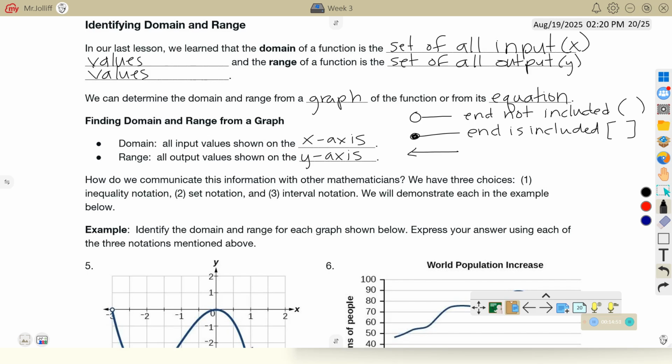If I see an arrow, what is that arrow telling me? It's still going. Yeah, it goes all the way off the graph and it keeps going. It goes without end.